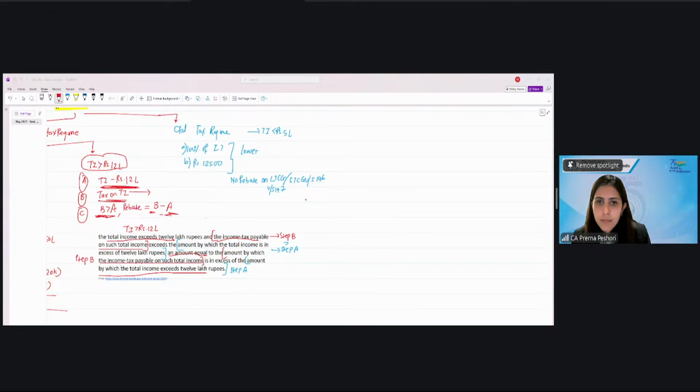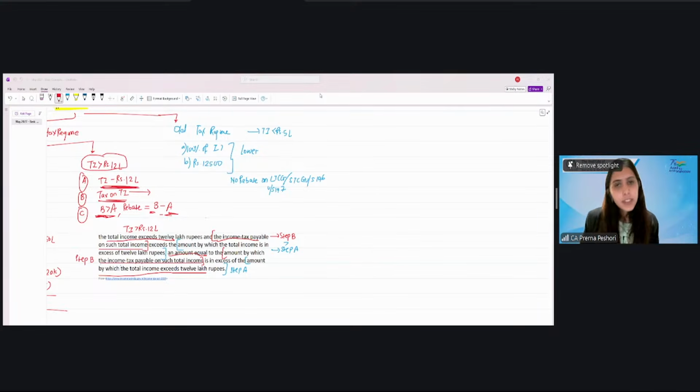Ma'am, second query: I would like to request you to provide a summary table for surcharge with respect to the default and old tax regime. That would be much easier, even though the examples were comprehensive. It is given in the module. Once you get the module as hosted on the website, you will not require any summary because it is well summarized over there.